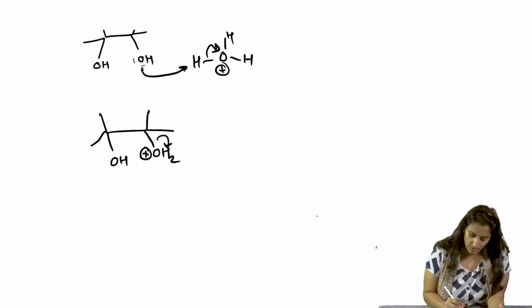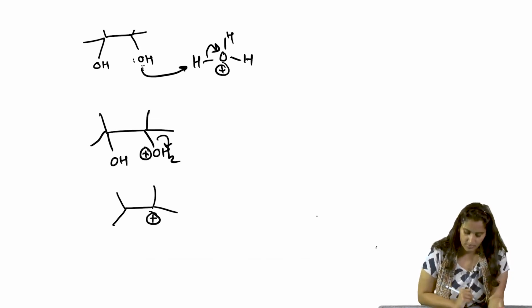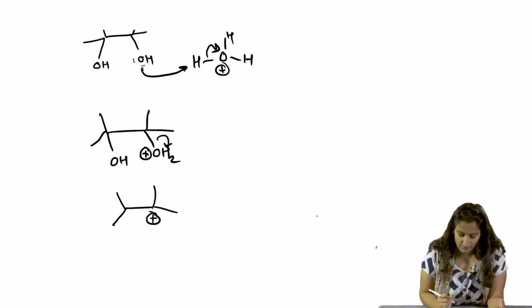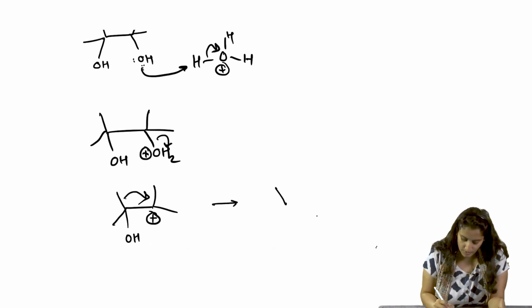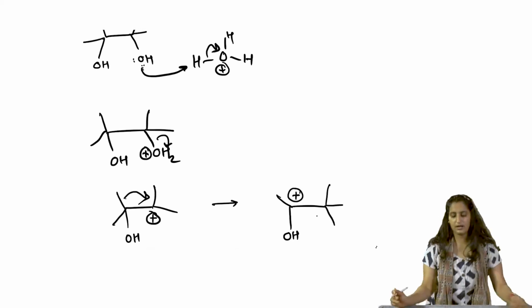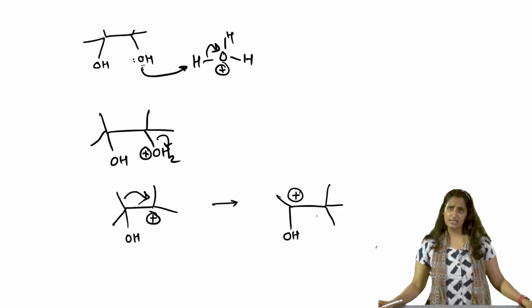Okay. So, in the next step, you have that water leaving as a leaving group, because you are forming something very stable. It is a tertiary carbocation. Not only tertiary, it is being stabilized. You can do a methyl shift, and the methyl shift is going to be forming this particular carbocation. Again, why is this more stable?